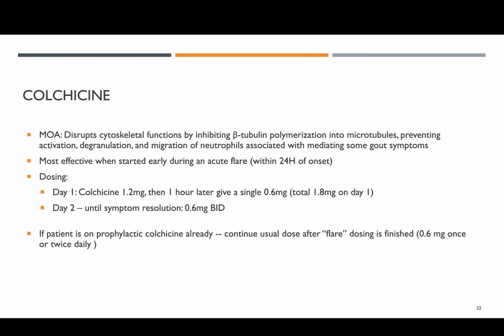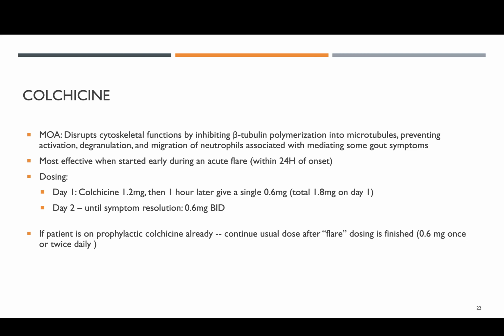If the neutrophils are already there, they're going to be dying, they're going to be causing inflammation, you're going to have a worsening flare. And the way you dose colchicine is usually give them 1.2 milligrams, an hour later you give them another 0.6, no more than 1.8 milligrams the first day. And then during the course of the flare, give them 0.6 milligrams twice a day.